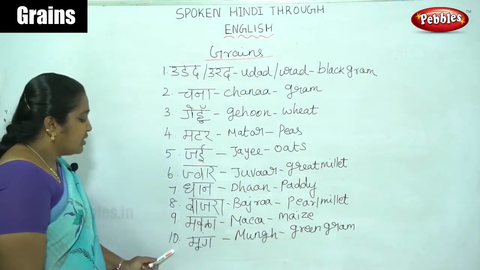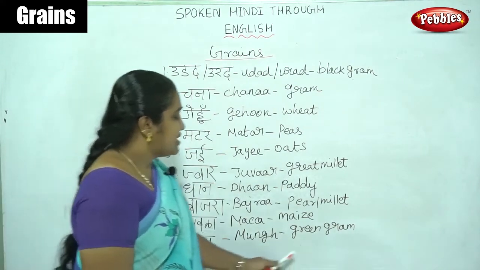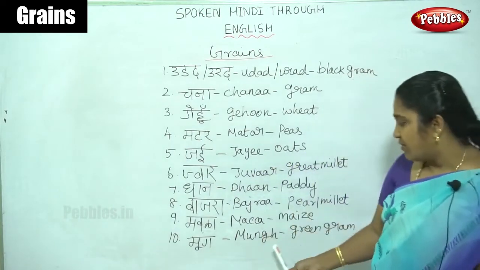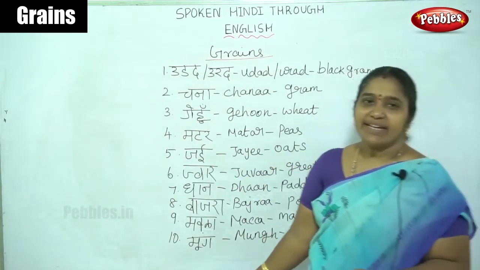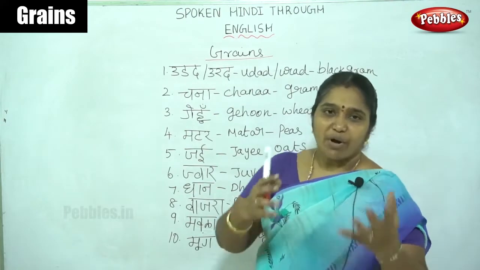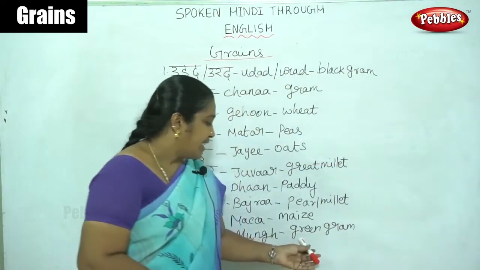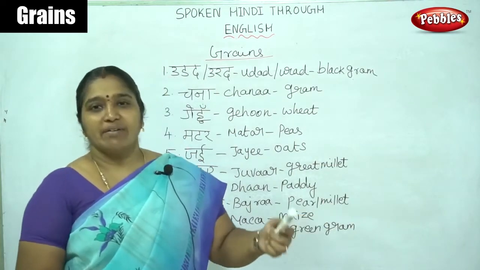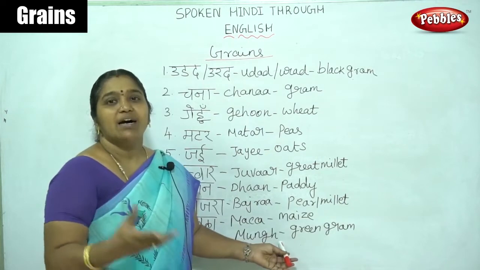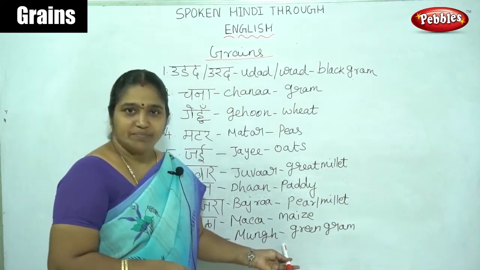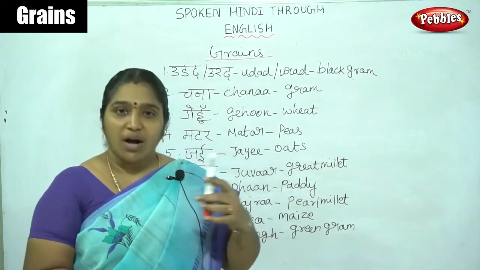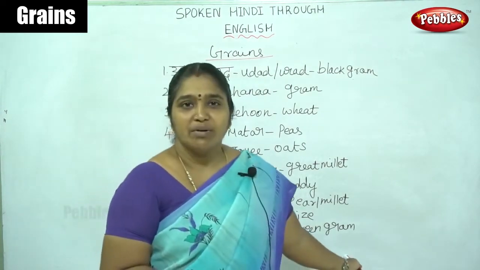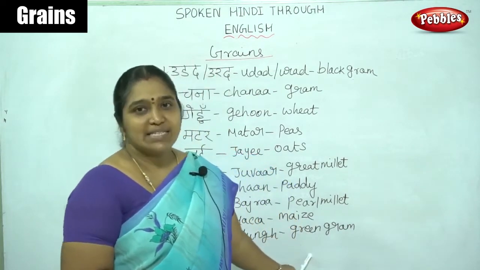Then the 10th one is moong. Moong means green gram, moong dal. This is also very effective. While sprouting this green gram, we get more energy. In the morning time, we can take this as a breakfast also. It gives more energy to all. Those who are having bone problems can take this green gram.